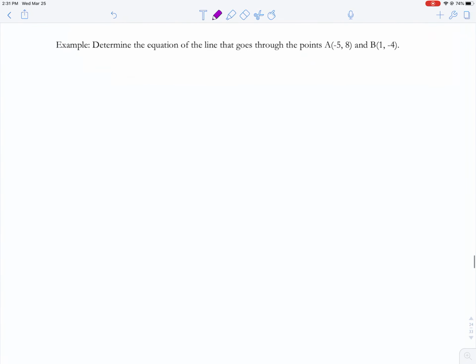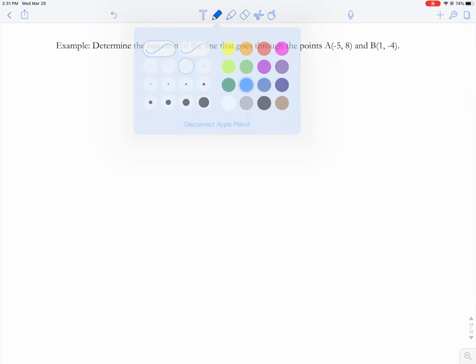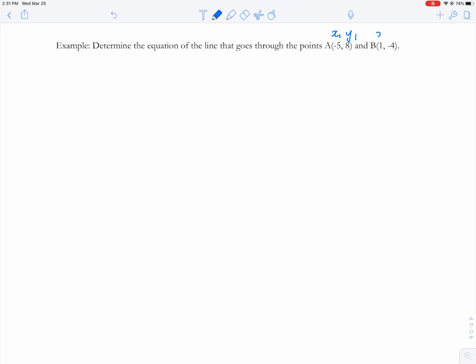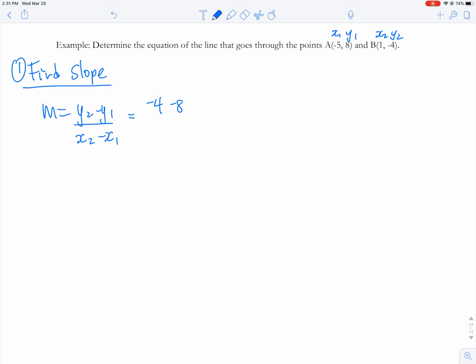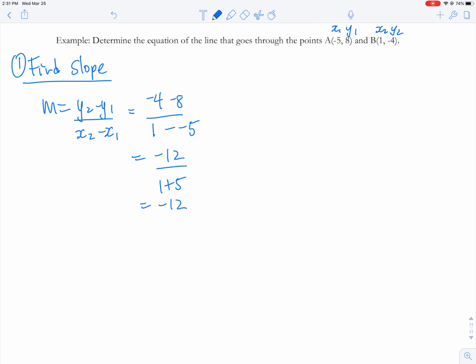In example 2, it says determine the equation of the line that goes through these points. So I've got x1, y1, x2, y2. Step 1 is find the slope. So m equals y2 minus y1 over x2 minus x1. That's going to give me minus 4 minus 8 over 1 minus minus 5, or minus 12 over 1 plus 5, minus 12 over 6. So I get m equals minus 2.